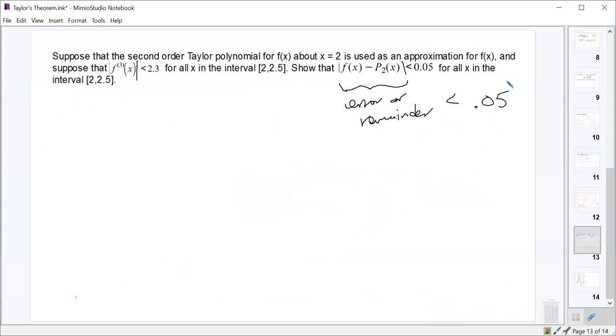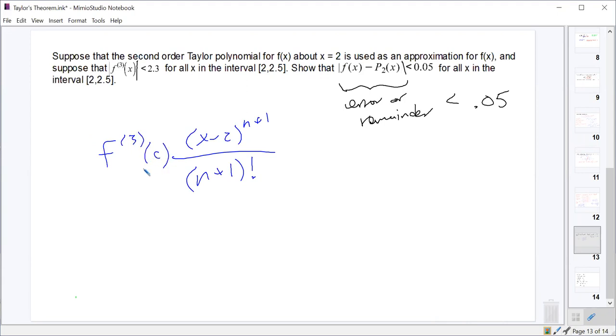That's what this question is asking us. How do we make the error less than 0.05? Well, that's what we need to show. We need to show that the absolute value of all this, we don't need to show all of that absolute value. We got x minus 2 to the n plus 1, right? Because we're centered at 2, over n plus 1 factorial times the n plus first, or third, derivative at c. We want this to be less than 0.05. That's what this question is asking. Can we show that this is true?